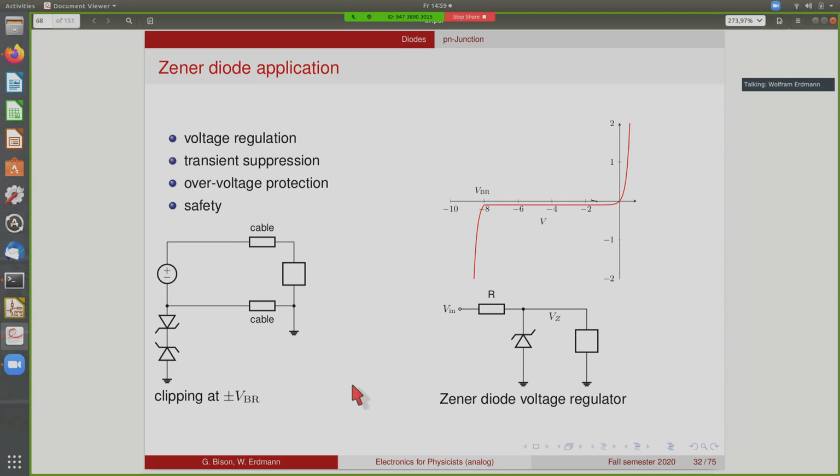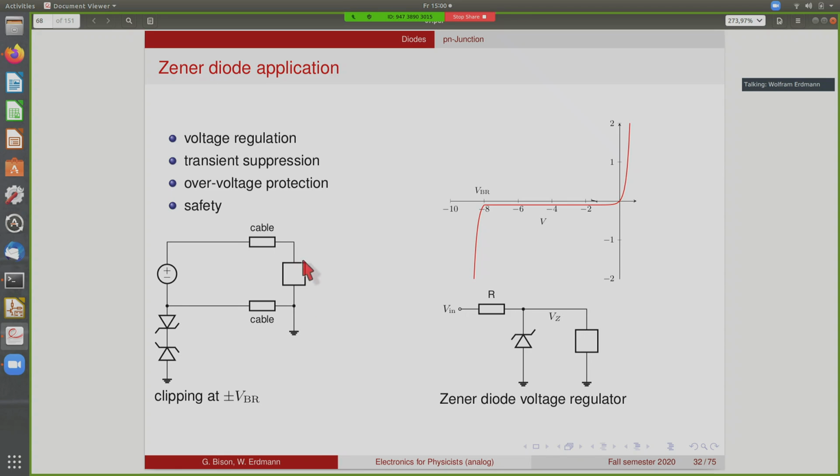Typical applications are voltage regulation and transient suppression. So if you fear that on a voltage that you want to use, there are spikes that you want to get rid of, or that you want to protect your circuit from, you can use these Zener diodes. Also for overvoltages: if you fear that the supply voltage can be too high and would damage something, then the Zener diode can protect your circuit, or it can also be used to protect humans, of course. If you want to make sure that a certain voltage at something that can be touched by a human being does not exceed a certain level.